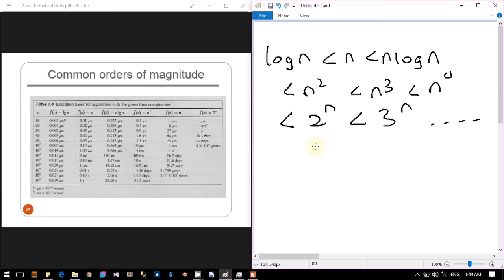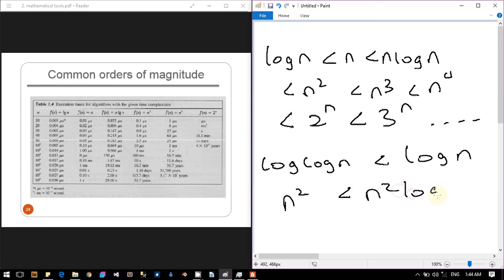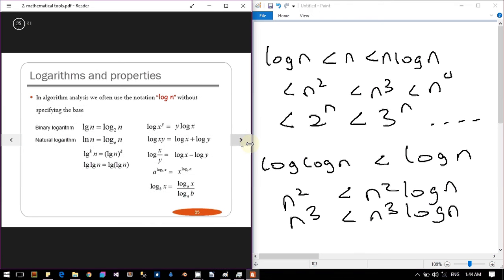Now some orders were not stated here. Let me state them now. n is smaller than n log n. n squared is smaller than n squared log n. n cubed is smaller than n cubed log n, and so on and so forth. So from here you can see the orders of magnitude. It's important to remember them so that you'll be able to compare functions.